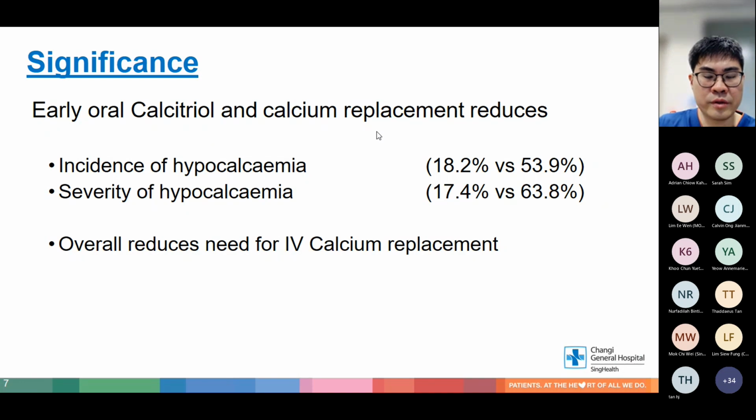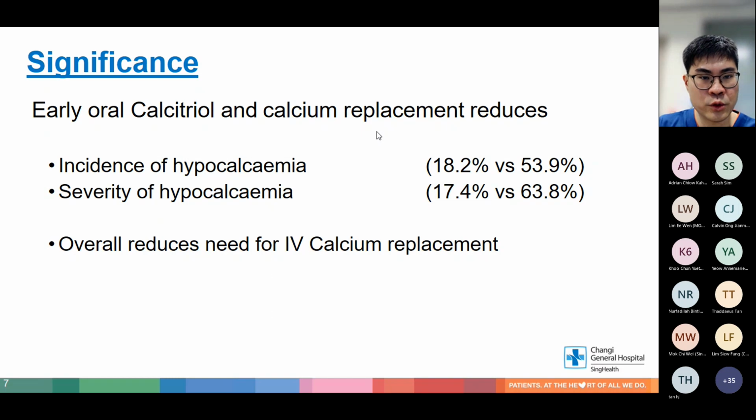Okay, so there have been numerous studies that have shown that if you detect hypoparathyroidism early, if you correct it early, it actually makes a significant difference to the patient. Unfortunately, what we don't have is a clear consensus on what is early.